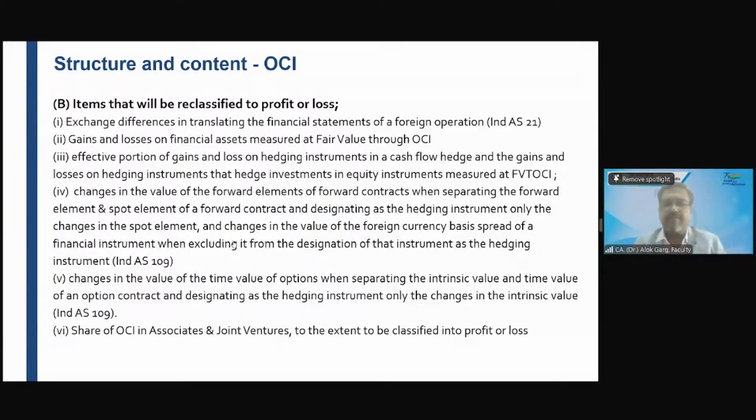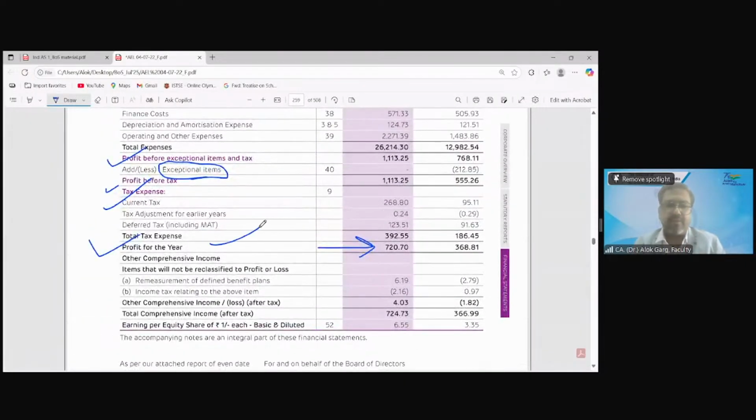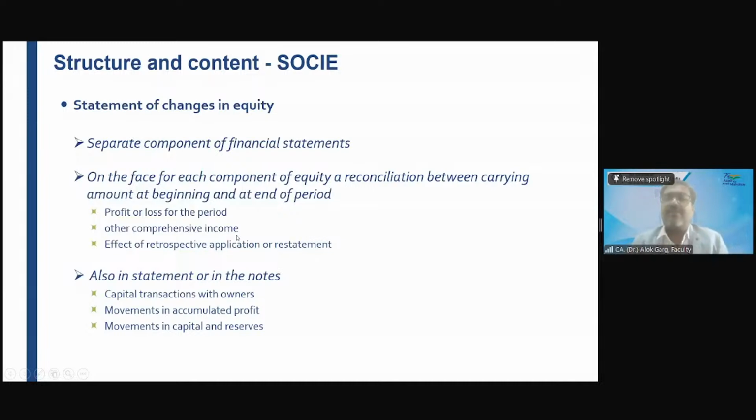If I show you a listed company's statement of profit and loss, you can see profit for the year, other comprehensive income, total comprehensive income, right? This is what is there. Now coming to the statement of changes in equity, very simple. What is the statement of changes in equity? It's the movement in equity share capital and reserves and surplus, which is known as other equity, right? Movement, reconciliation. I have shown you the statement of changes in equity in the last class also.